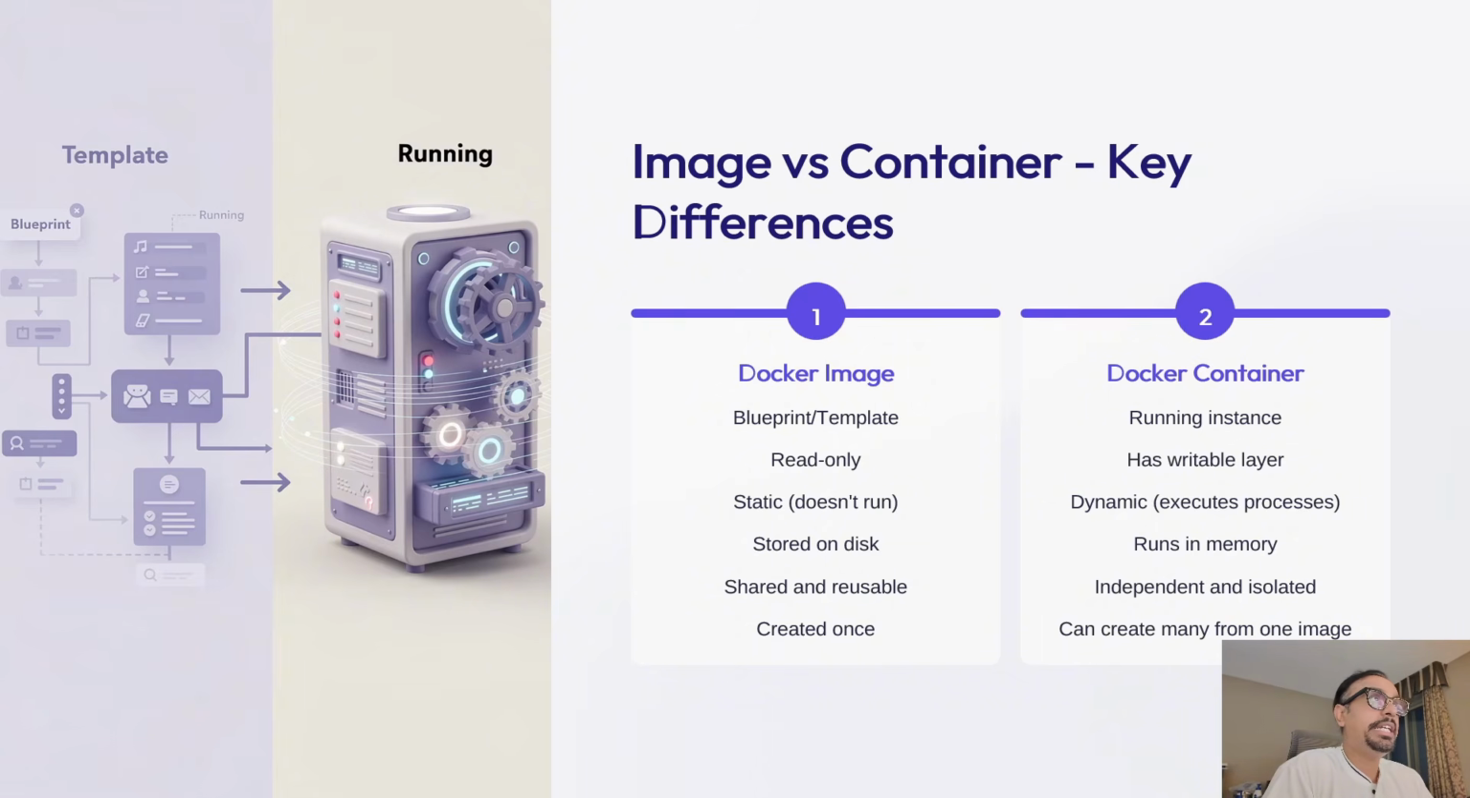So now let's understand the key difference between images and containers. A Docker image is a blueprint or template. It's static and read-only, just sitting on your disk, as we discussed. A container is a running instance of that image, which is dynamic, dynamically executing processes, consuming memory on your machine. Images are like recipes that can be shared and reused. Containers are like actual meals you cook from those recipes. Each one is independent and isolated. So you can create an image once, but you can spin up many containers from it.